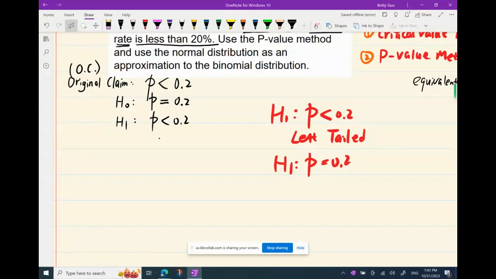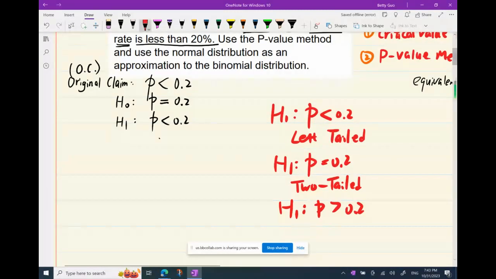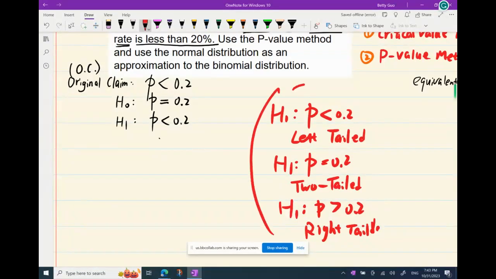Suppose our H sub 1 alternative is P equal to 0.2. Of course, not this case, I'm just saying suppose. Then we have a two-tailed test. And suppose our H sub 1 is P bigger than 0.2. Then we're going to have a right-tailed test. Then you can answer in this case what type of test we are going to have. Look at our alternative. That's the general rule: it depends on the symbolic form of the alternative hypothesis.